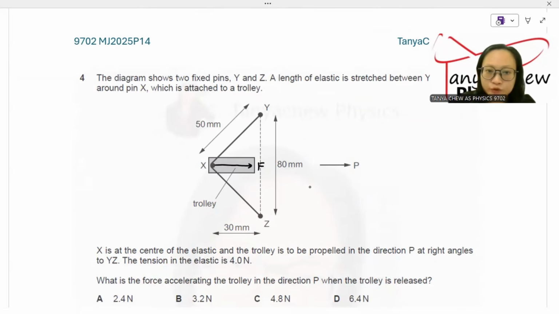P is at right angles to YZ. The tension in the elastic is equal to 4 Newton. And what is the force accelerating the trolley in the direction of P when the trolley is released?